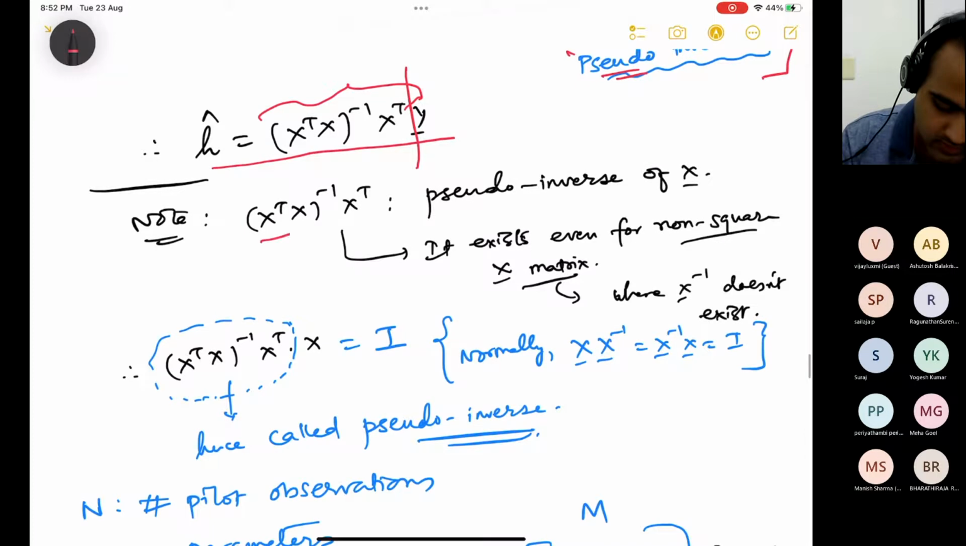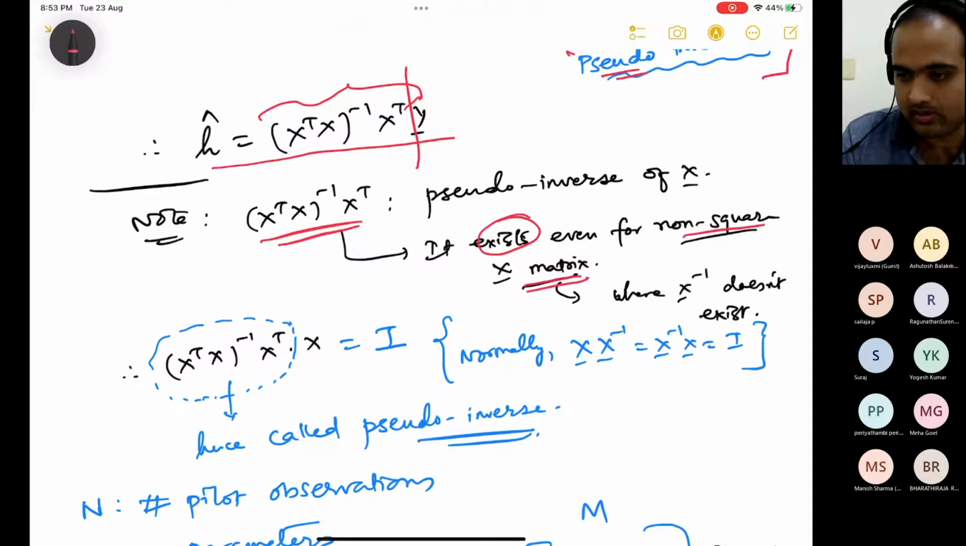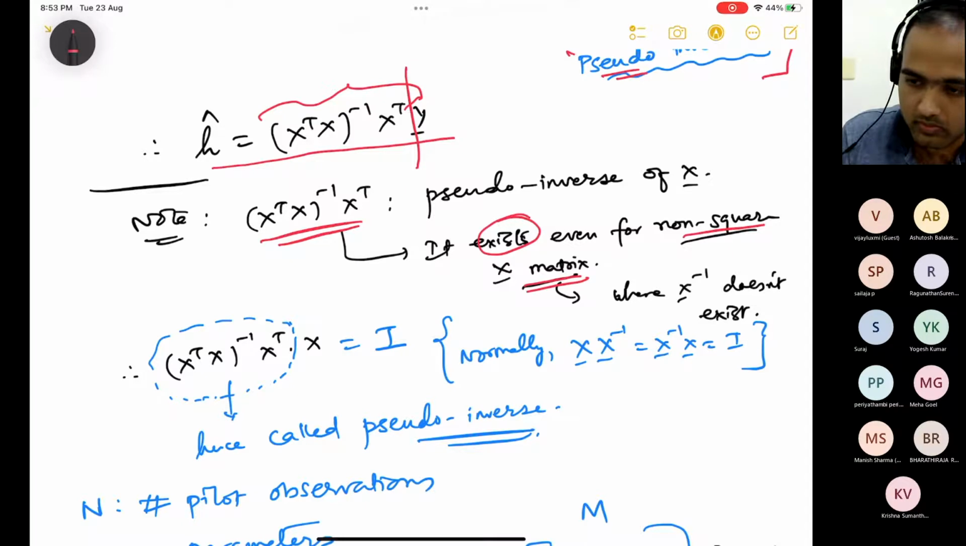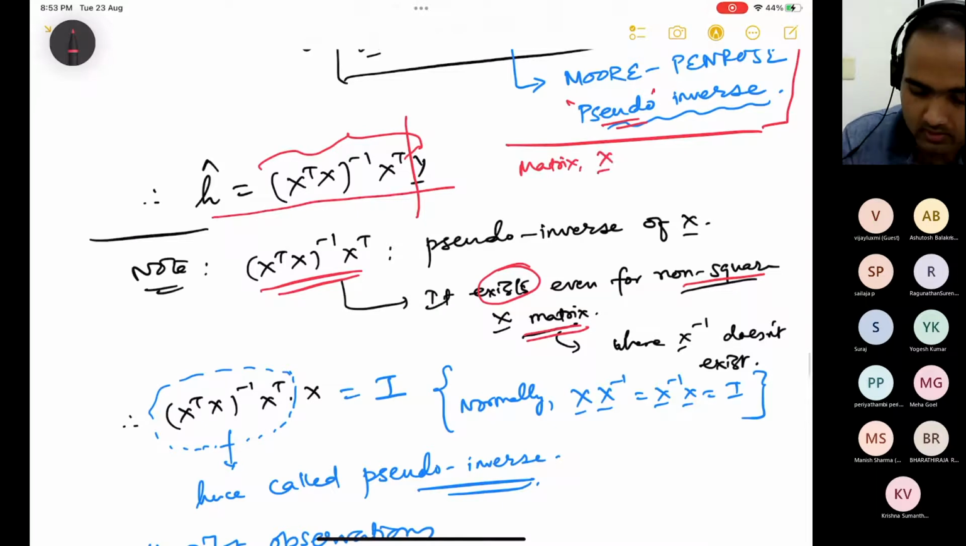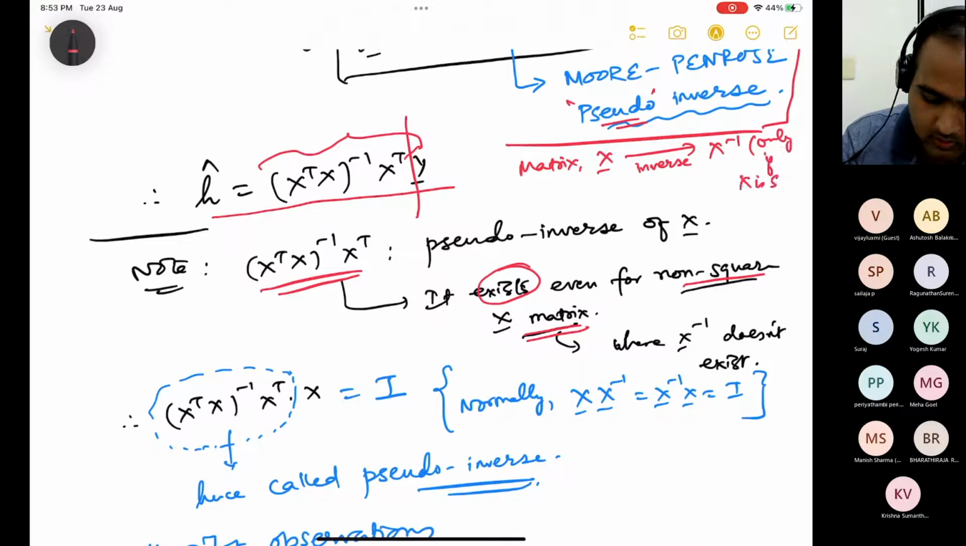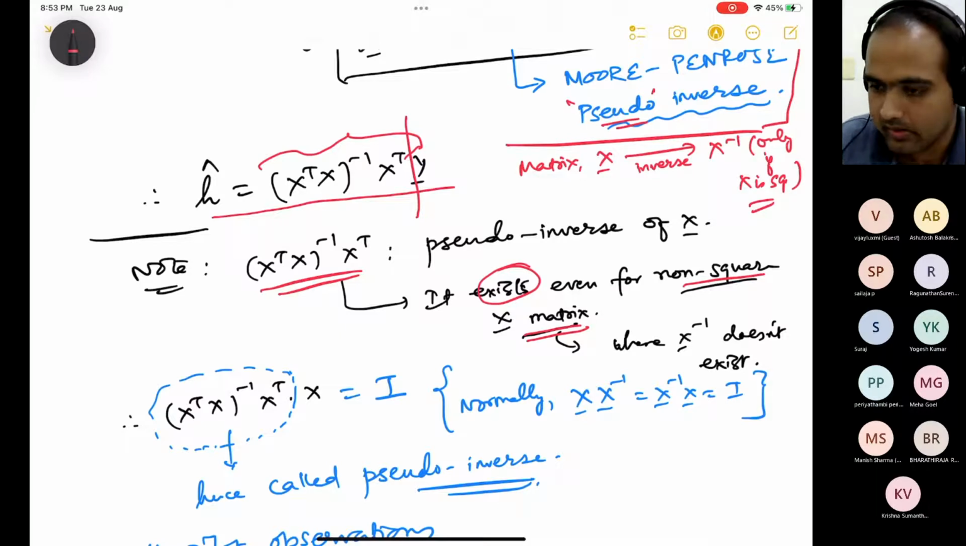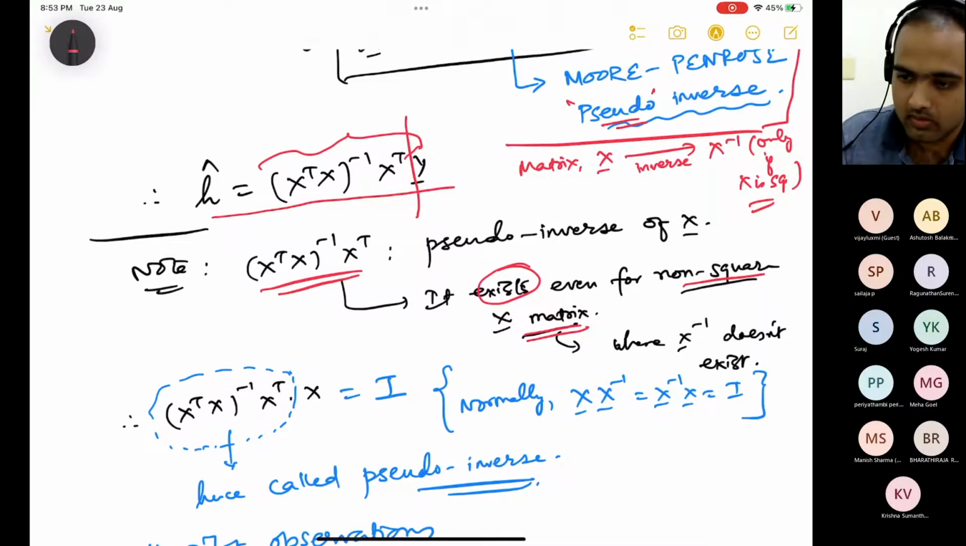And why is this the pseudo inverse? Why is it so interesting? Because it exists even for a non-square X matrix. You should know that if we have a matrix X, then its inverse, X inverse, exists only if X is a square matrix. So if X is a non-square matrix, then its inverse cannot be computed.